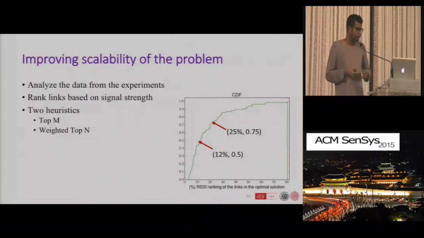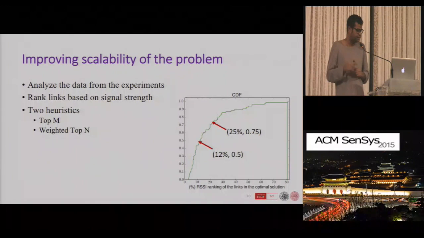So in this respect, we analyzed 13 data sets from the real experiments that we conducted in this paper. And for each link in the optimal solution that we obtained, we ranked these links among all the possible links that exist between the same pair of nodes. And what we find is that 75% of the links in the optimal solution lie among the 25% of the highest ranking links in the network, which means that the links that ultimately form part of the solution are the links with higher signal strength. So we use this fact to come up with two heuristics.